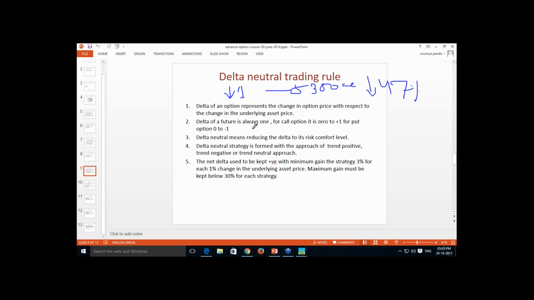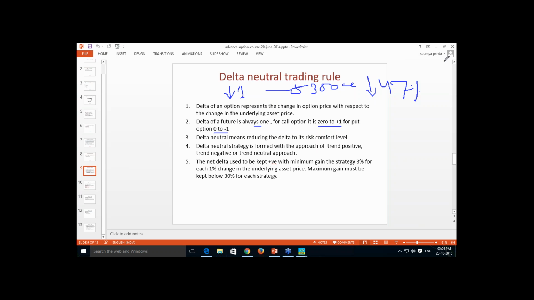The delta of a future is always 1. The delta of a call option varies from 0 to +1. The delta of a put option varies from 0 to -1. So for a call option you will get a number from 0 to +1, for a put option a number from 0 to -1, and for futures you will get 1. This is how delta is translated.